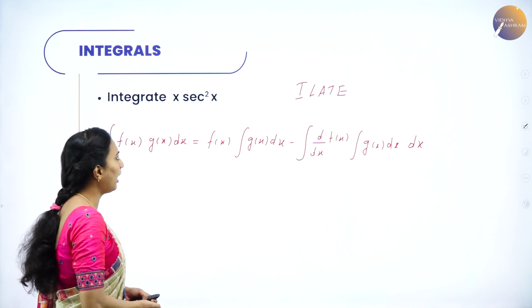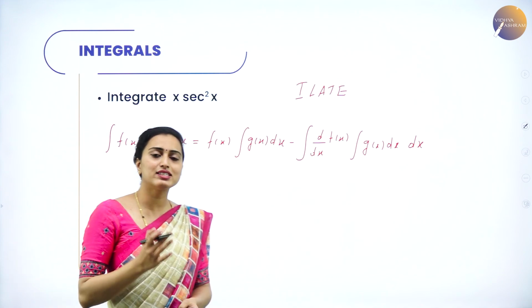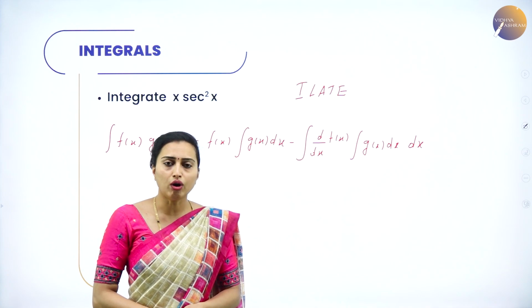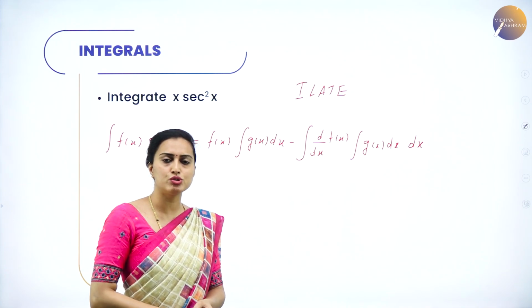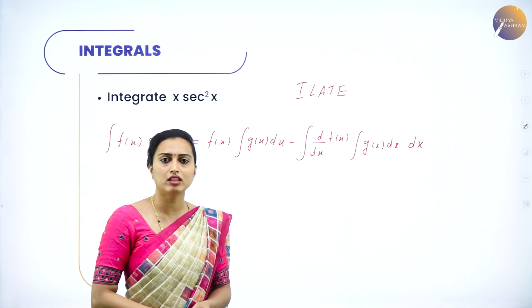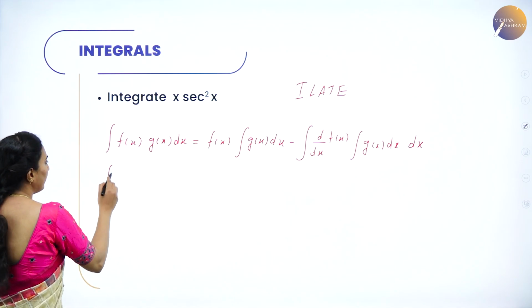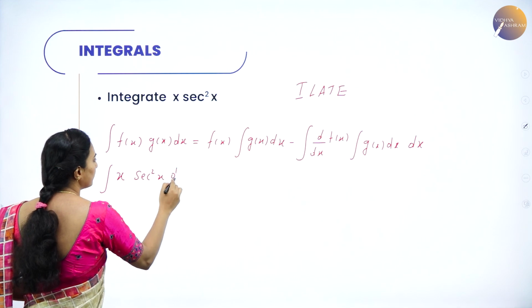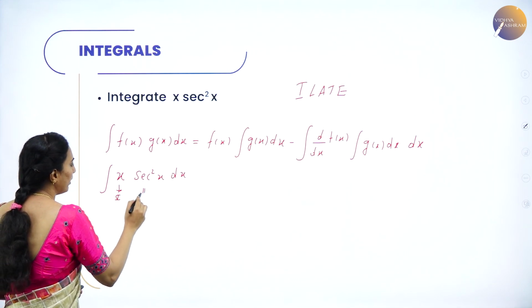Now, according to the ILATE rule, what we can select? x into secant squared x, right? x is nothing but here algebraic and secant is nothing but trigonometric. So, according to order, algebraic will come first. That is the first function. We are going to choose it as x and second function is nothing but secant squared x. So, let me write like that. So, integral of x into secant squared x into dx. So, here x is first function and secant squared x is nothing but second function, isn't it?